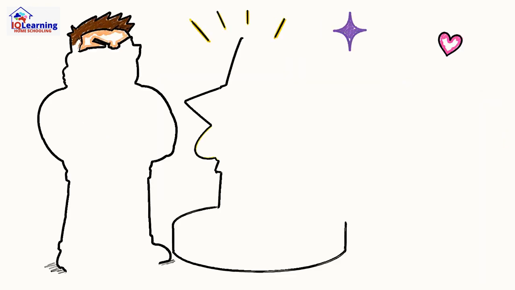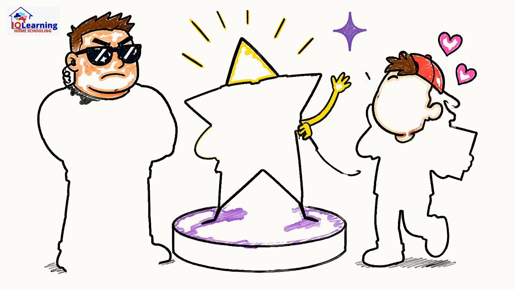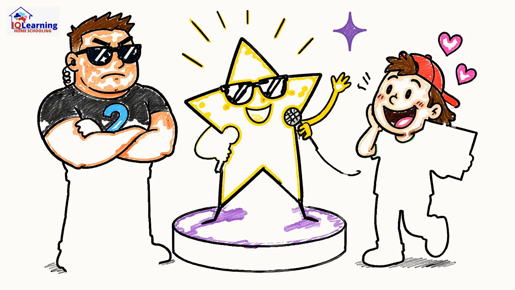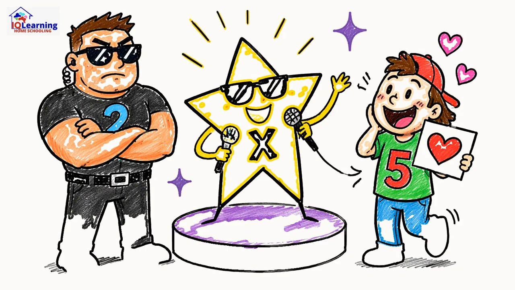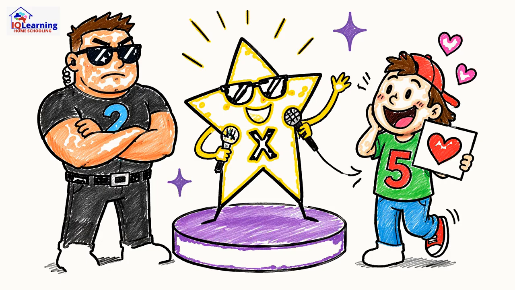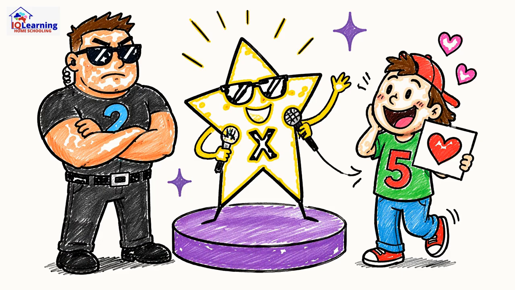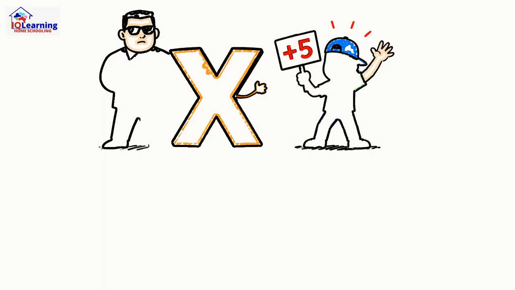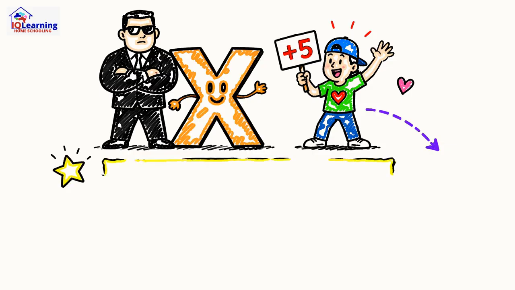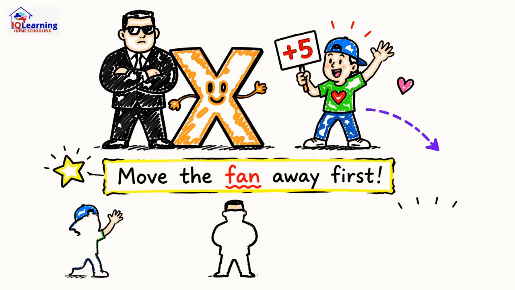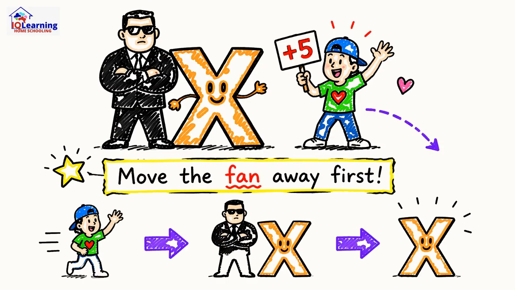Think of your variable, the x or y, as the star of a show. The number attached to it, the coefficient, is its bodyguard, standing right next to it. And the number sitting by itself, the constant, is just a fan standing nearby. The golden rule is this: it's always easier to ask the fan to move away first before you try to get past the bodyguard. This means you always undo addition or subtraction first.